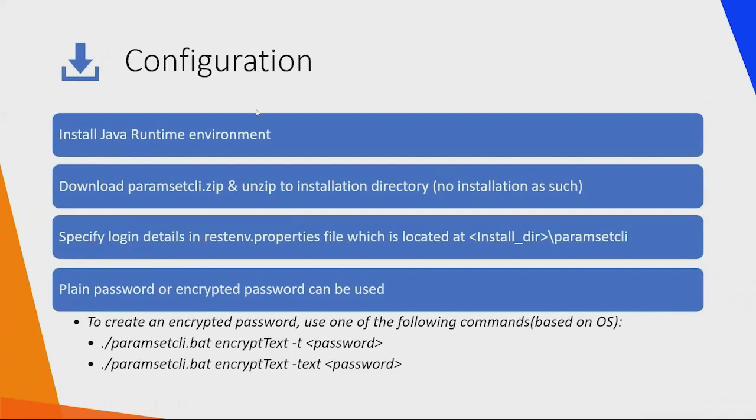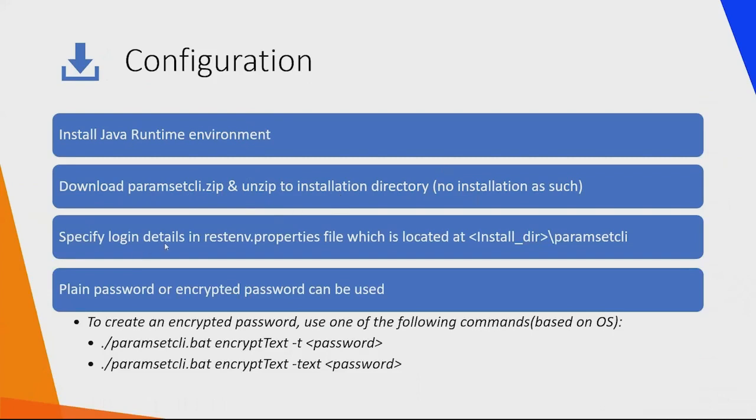So what are all the different configurations involved? The first thing that I already discussed is you need Java in your environment from where you want to upload that parameter set. Then you can download the parameter set CLI utility zip, and then you can unzip it to some directory where you want to install it. So basically it's not an installation as such, you just unzip the parameter set CLI utility, and it will unzip all the binaries into a particular folder, and you can start using it.